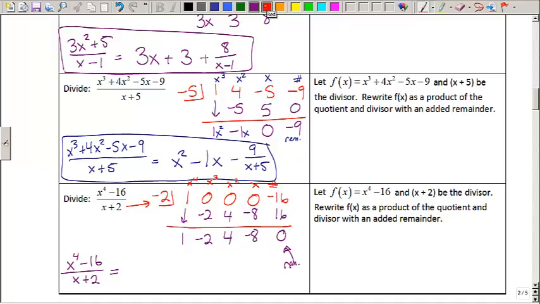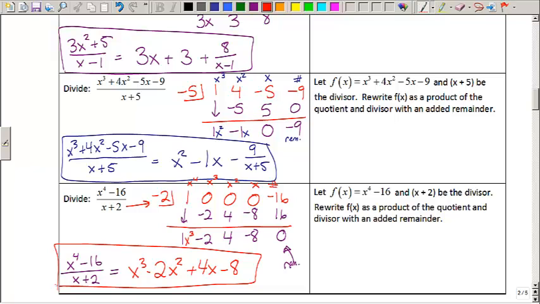So my quotient is here at the bottom. It was x to the 4th to begin with, so when I dropped it by 1, I'm getting 1x cubed minus 2x squared plus 4x minus 8 plus the 0 remainder, but that's kind of silly. No one writes a 0 remainder. We don't have to mention what we don't have. So we're just going to erase that and finish up our problem.